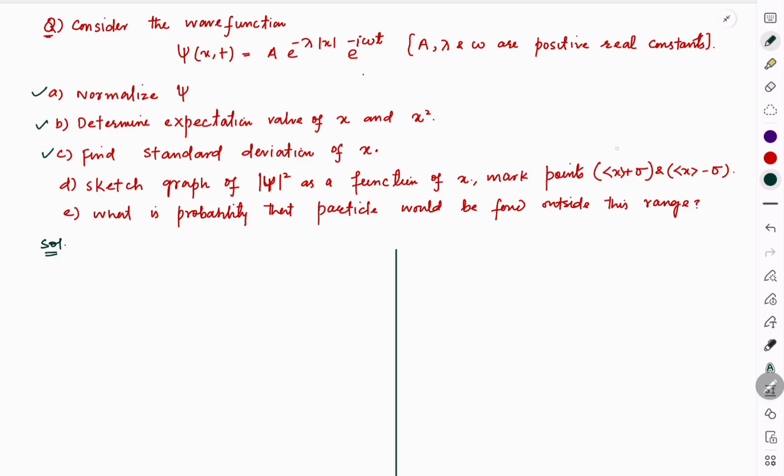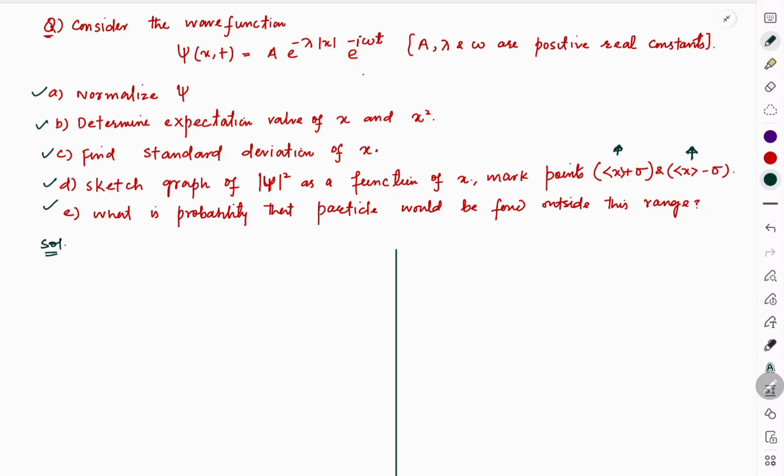as a function of x and mark these 2 points, and we'll explain while we solve it, then we'll explain why these 2 points are very important. And we have to find the probability that the particle would be found outside this range, these 2 points. Okay, we'll try to solve it.